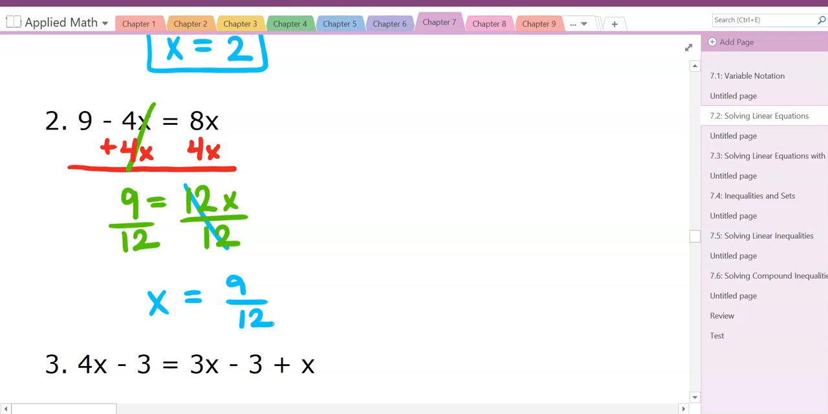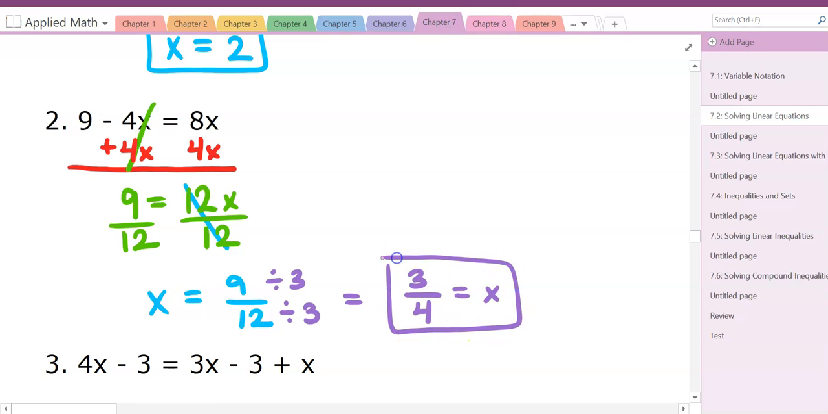What's a number that can go into both 9 and 12? 3. So I'm going to take out a 3. I'm going to divide the 9 by 3 and the 12 by 3. And this would get me 3 over 4. So that would be my value for x, 3/4. Make sure if you've got fractions like that, that you do simplify. Don't leave it as 9 over 12. Take out any common factors that you have.